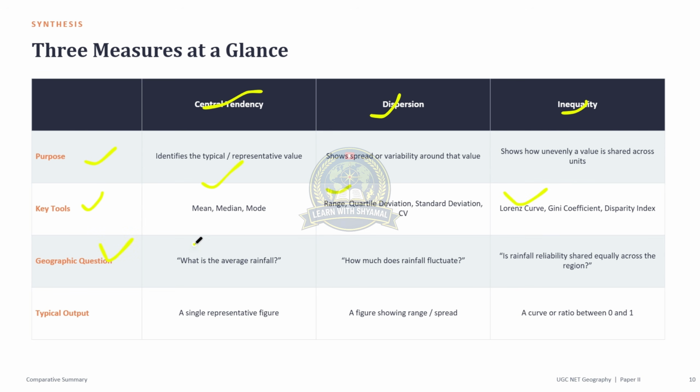Geographic question: what is the average rainfall? How much does rainfall fluctuate? Is rainfall availability shared equally across the region? Typical output: a single representative figure in central tendency, a figure showing range and spread in dispersion, a curve or a ratio between 0 and 1 in inequality.